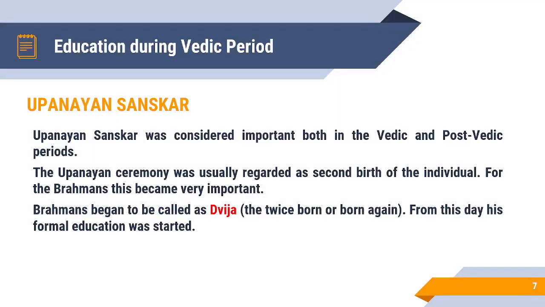Now I talk about the Upanayana Sanskar that we discussed earlier in the previous slide: after the Upanayana Sanskar, students become eligible to go for study. Upanayana Sanskar was considered important both in the Vedic period and the post-Vedic periods. Even in the present time, it has a very important place in our culture. The Upanayana ceremony was usually regarded as the second birth of an individual. For the Brahmins, this became very important. Brahmins began to be called Dvija, twice born or born again. From this day, his formal education started.